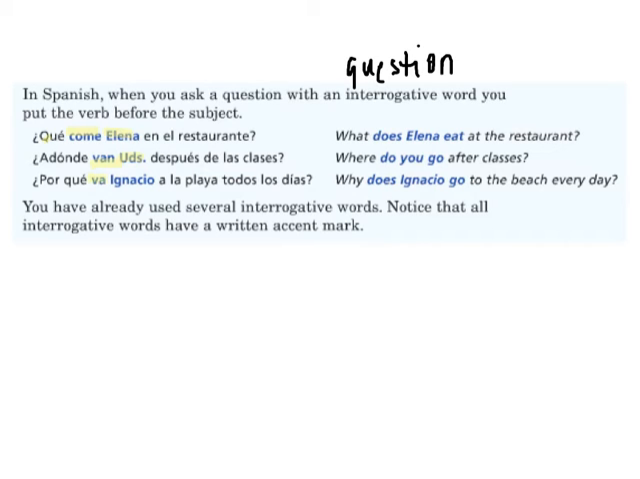Lastly, ¿por qué va Ignacio a la playa todos los días? Why does Ignacio go to the beach every day? The subject comes after the verb.